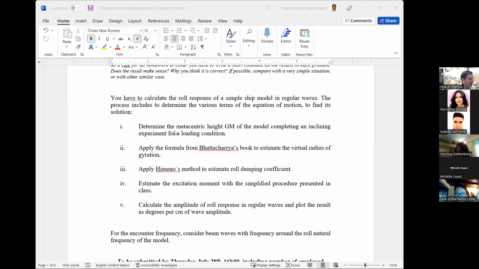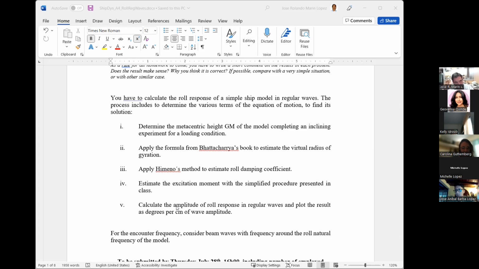Next step, Miss Hidrobo. After you have everything, go on. Calculate the amplitude of response in regular waves per centimeter of wave amplitude. The way that I want you to present the results, we're going to be discussing in the next chapter. That's what we call the RAO, R-A-O, Response Amplitude Operator. That means that we're getting ready to calculate the response in irregular waves.